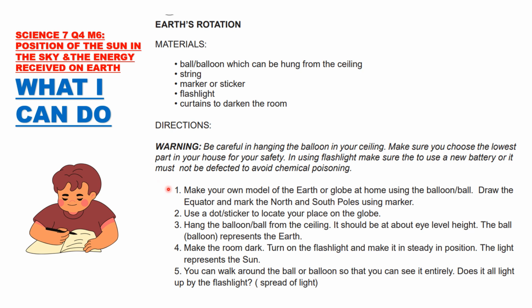Directions. Number 1. Make your own model of the Earth or globe at home using the balloon or ball. Draw the equator and mark the north and south poles using a marker. 2. Use a dot or sticker to locate your place on the globe. 3. Hang the balloon or ball from the ceiling. It should be at about eye level height. The ball or balloon represents the Earth.